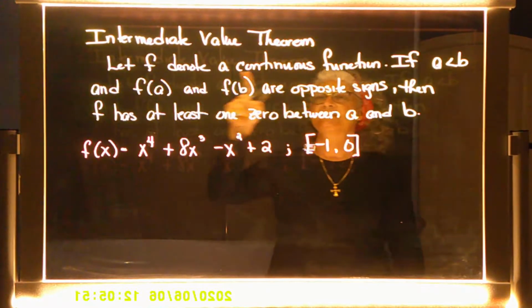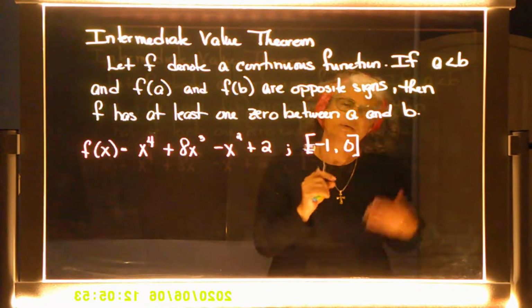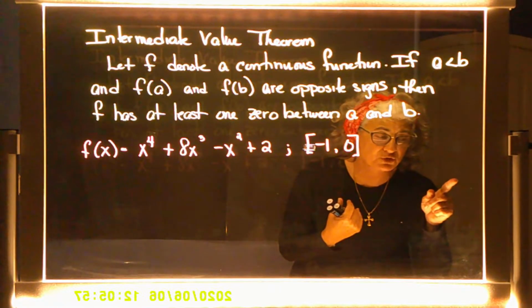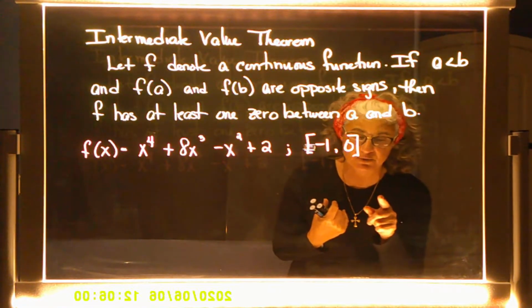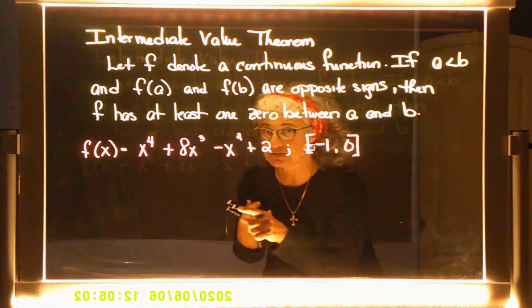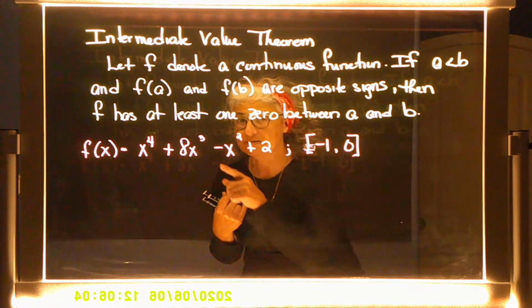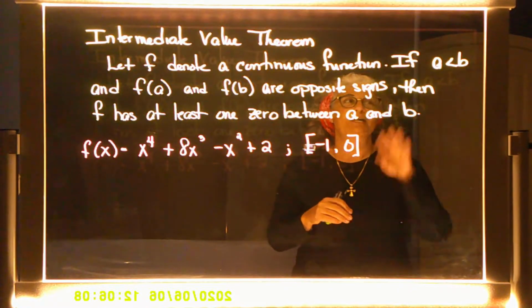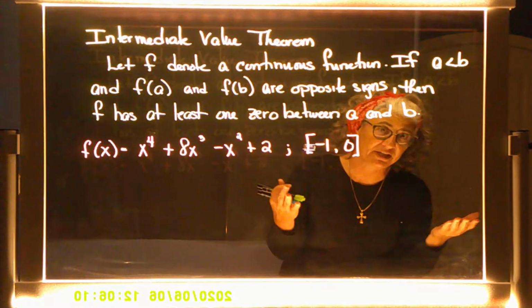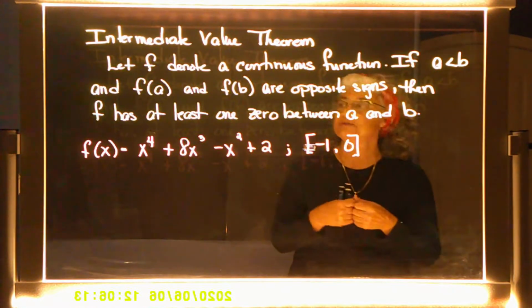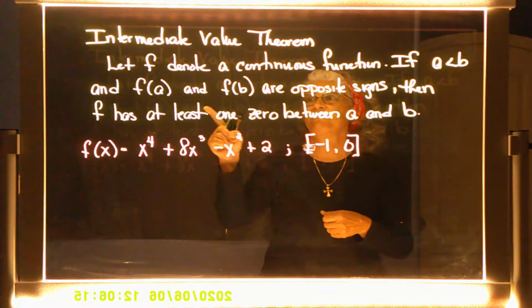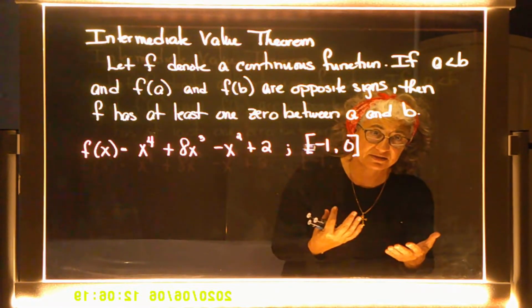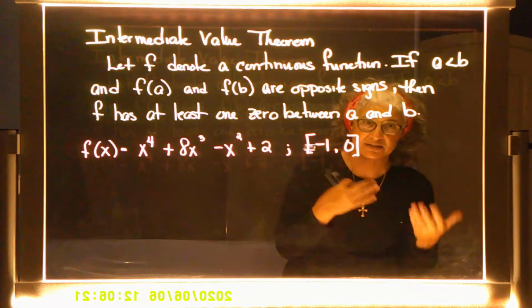F is a continuous function. What does continuous mean? It means there's no break in it. You can just trace it with your pencil, pen, crayon, whatever you want to do, and there's no break in it whatsoever. You never have to pick up your pencil and put it somewhere else to continue the graph. If a is less than b, so clearly I have two different numbers, one larger than the other, and f of a and f of b are opposite signs. So if they're opposite signs, one is positive, and the other one is negative.